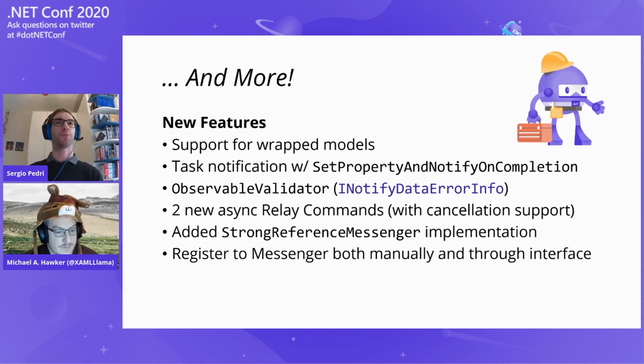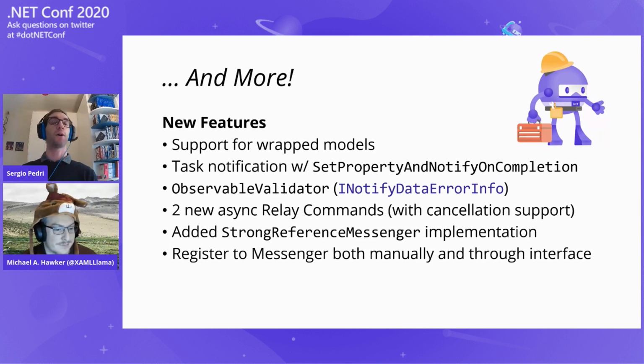Next, we have a new ObservableValidator class that implements the INotifyDataErrorInfo interface. And for this, I want to thank the WinUI team that helped us with the initial implementation of this type, as well as with code review during development. We also have these two new asynchronous relay command types that also support cancellation that I went through during the demo. We have a new strong reference messenger type that Michael mentioned.